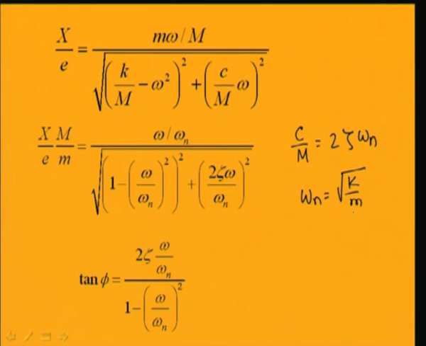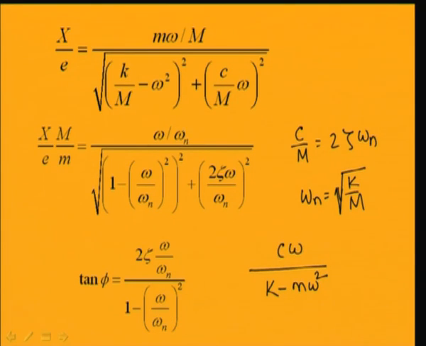So root over k by capital M is the omega n. Substituting that, you get this expression where X M by m e equals (omega by omega n) square over root of ((1 minus (omega by omega n) square) whole square plus (2 zeta omega by omega n) whole square), and tan phi, which we obtained as c omega by (k minus m omega square), simplifying by dividing by k, equals 2 zeta omega by omega n by (1 minus (omega by omega n) square).